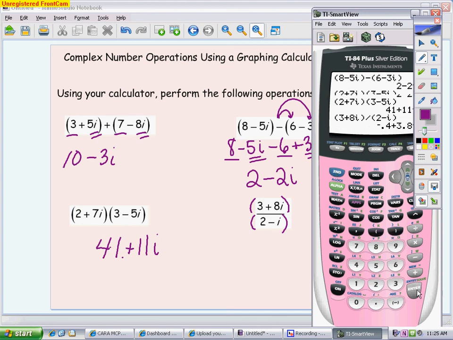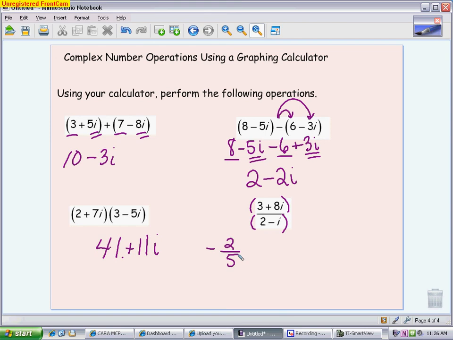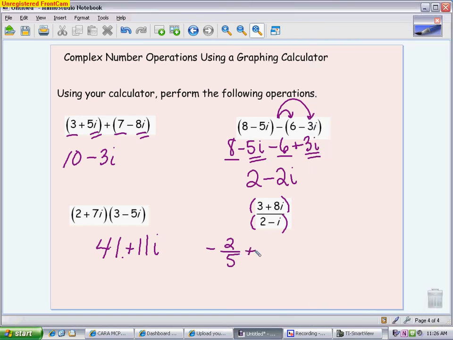Division answers tend to be a lot messier, so if you notice here, my division answer ends up being decimals. You're welcome to write that. A lot of times you will see fraction answers on your test, especially if it's a multiple choice question. The way you get it into a fraction format is you hit the math button and then enter on fraction and hit enter one more time, and this will be a lot nicer, cleaner look. So negative 2/5 and then plus 19/5 i.